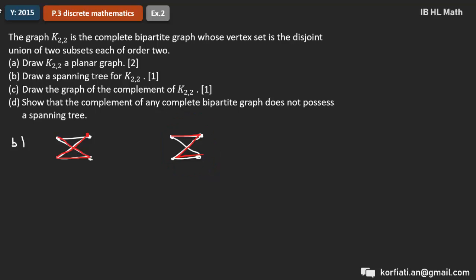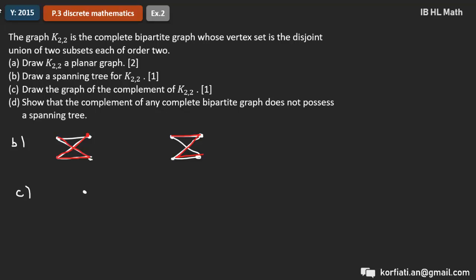And let's go to C. It says draw the graph of the complement of K2,2. Well, as you probably remember, the complement of each graph has exactly the same vertices, but it has all the edges that the initial graph does not have.